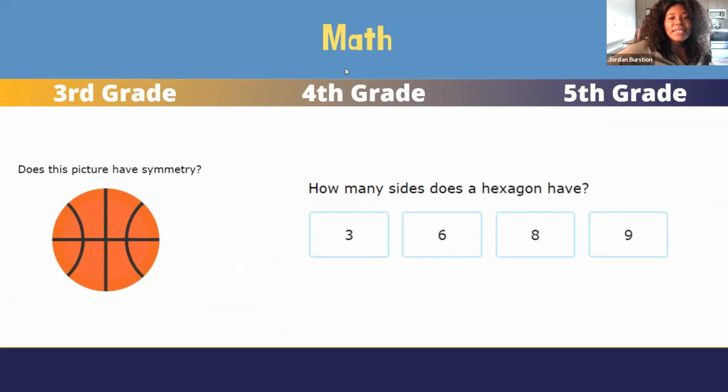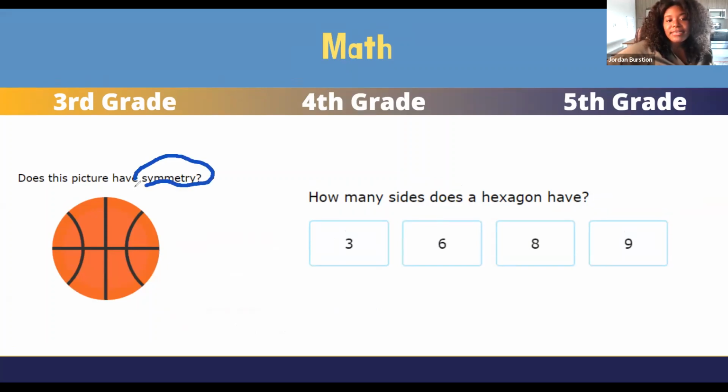So this one, the first one says, does this picture have symmetry? And another way to think of symmetry is, does the picture look the same on the left-hand side and the right-hand side, or the top and the bottom? So Emery, you may not have seen this before, but I think you could tell me, does this basketball look the same on the left and the right-hand side?